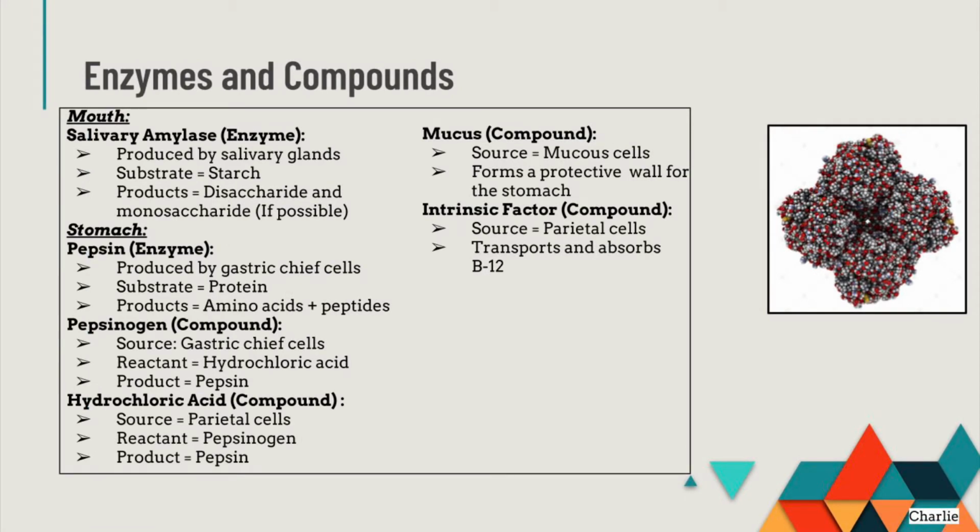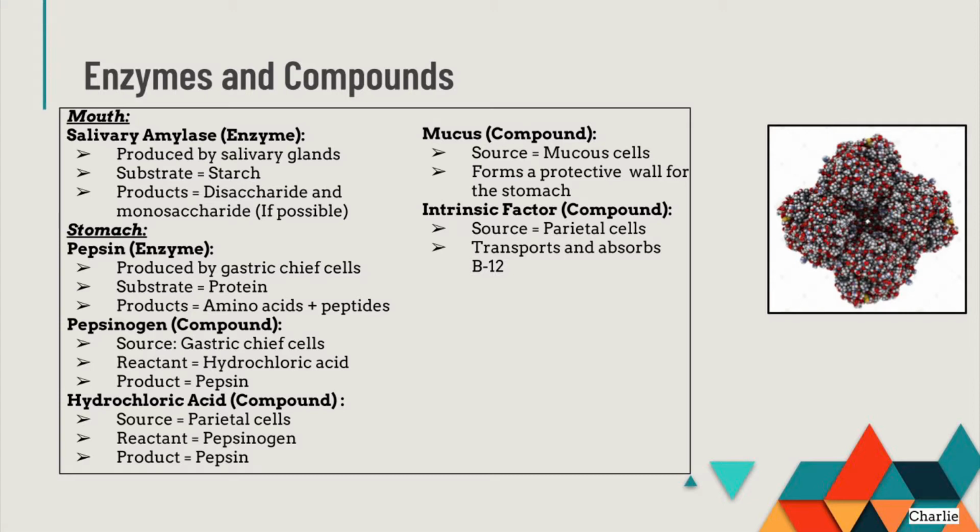Before we go in depth on the different parts of the digestive system, we will discuss the enzymes and compounds which are both important for digestion and absorption. In the mouth, there's salivary amylase, which is an enzyme produced by salivary glands, and its substrate is starch. Its products are disaccharides and monosaccharides if possible. In the stomach, there's pepsin, which is an enzyme produced by the gastric chief cells. Its substrate is protein, and it produces amino acids and peptides.